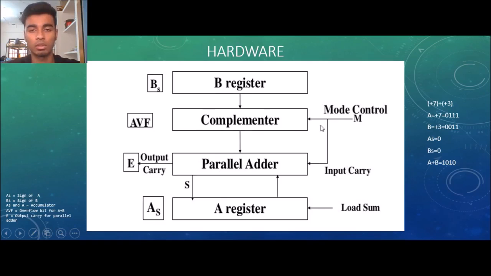complementer won't work. Therefore A will come as it is, B will come as it is. So the expression will be 7 plus 3, which is 10. So we get the answer 10.